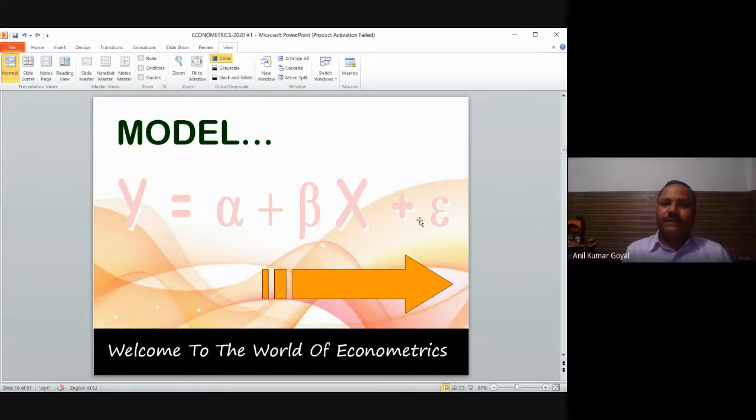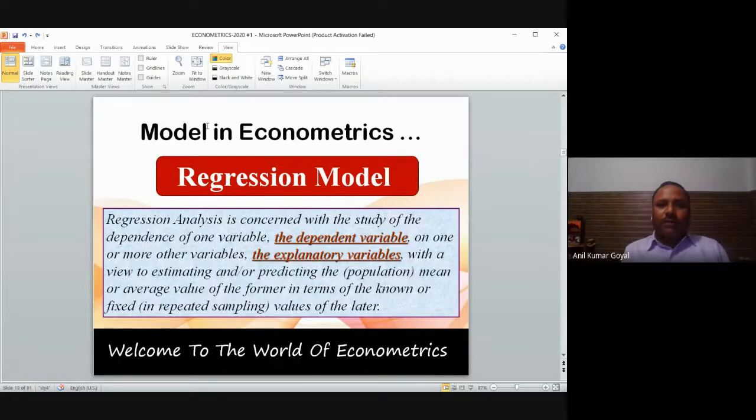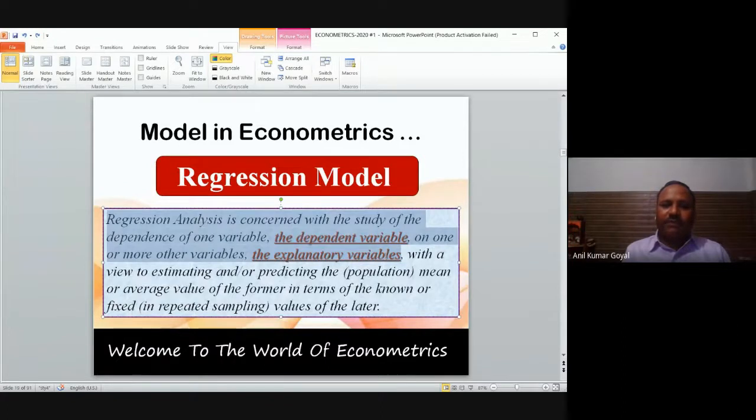So this is the model: Y is equal to alpha plus beta x plus error term. Is it clear? Y is the dependent variable, alpha is the constant, beta is the slope, x is the independent variable, and the error term is there. So a model in econometrics is a regression model. We frame a regression model as we have studied earlier. What is regression? Regression analysis is concerned with the study of dependence of one variable, the dependent variable, on one or more other variables known as explanatory variables, with a view to estimating and or predicting the population mean or average value of the former in terms of known or fixed values of the latter. So on the basis of known values of the explanatory variable, we try to predict the population mean of the dependent variable. This is the regression model.